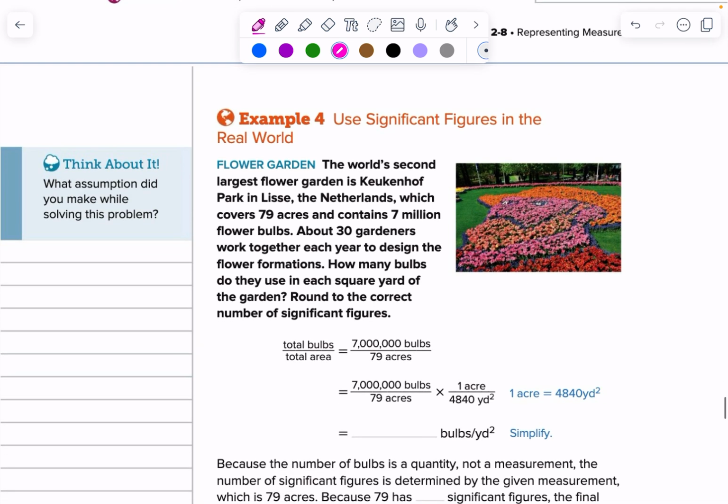All right, let's go down to this one. Example 4. The world's second largest flower garden is in the Netherlands, which covers 79 acres and contains 7 million flower bulbs. Around 30 gardeners work together each year to design the flower formations. We don't need to know that. That is useless information. We don't care. How many bulbs do they use in each square yard? Okay, we have 79 acres and 7 million flower bulbs.